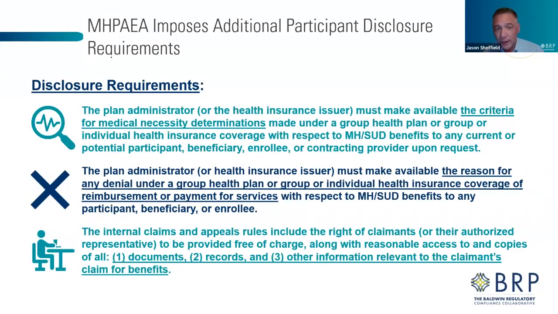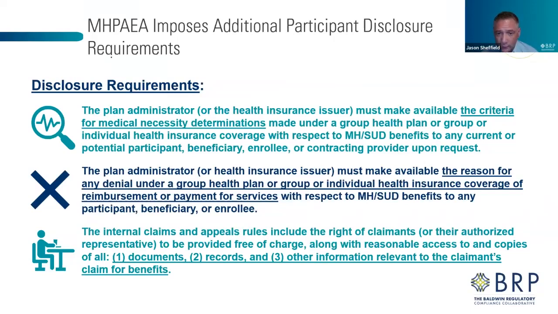So here you have to be able to produce to a participant or the DOL the criteria that you're going to apply for medical necessity determinations with respect to mental health and substance use disorder benefits. So that's part one. You've got to have that criteria spelled out, memorialized in a document.